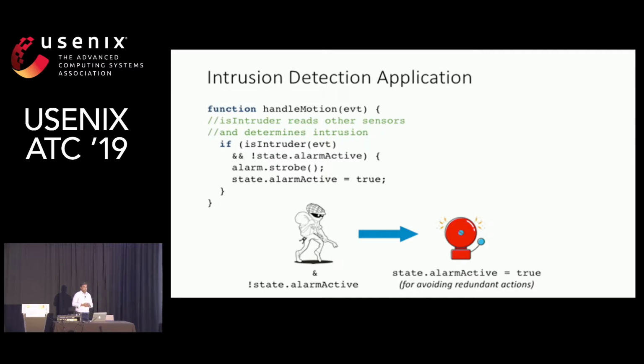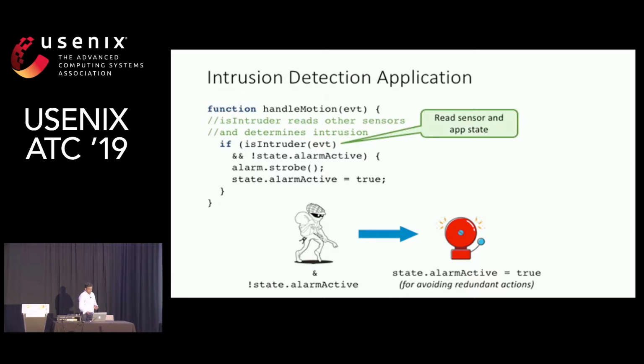This is a real world application taken from the SmartThings smart home platform. It's an intruder detection application. This has an event-based programming model, which is representative of this class of applications. It has a handler which is triggered based on physical events captured by sensors and actuators.